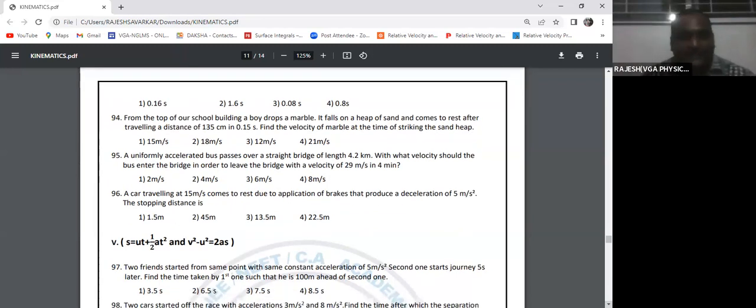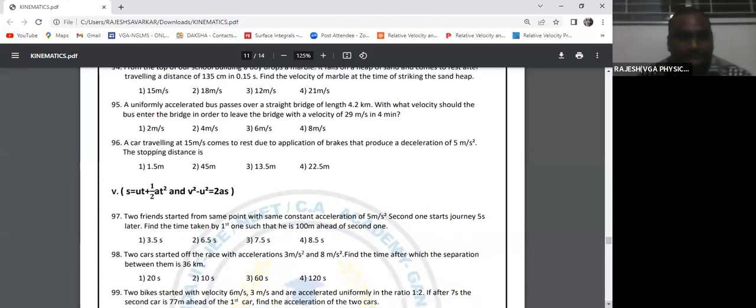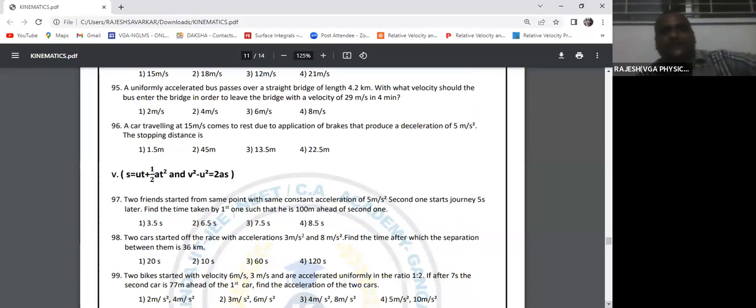A car traveling at 15 meter per second comes to rest due to application of brakes that produces a deceleration of 5 meter per second square. The stopping distance is? So v square minus u square is equal to 2as. v is 0. u square by 2a gives the s value. Okay. So these are direct formulas.